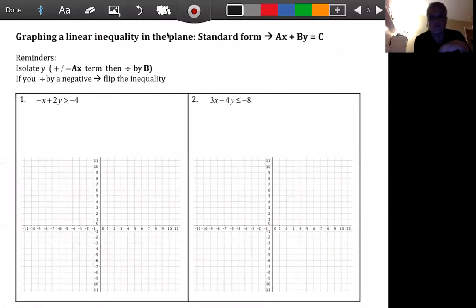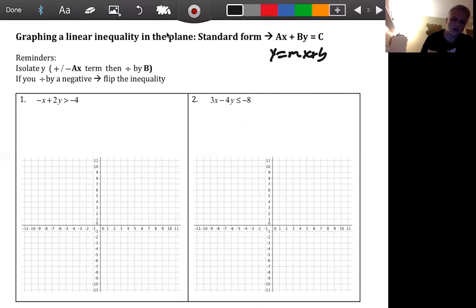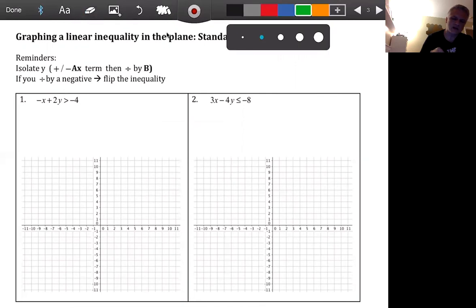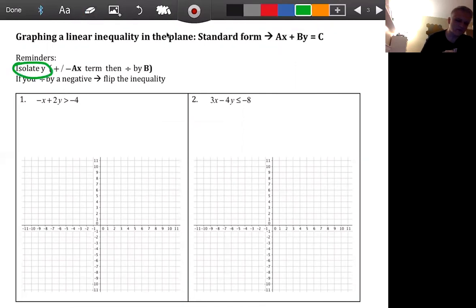Okay, last thing for this set of notes. We're still going to do the same steps in graphing. It's just that at this time, we don't have y equals mx plus b. We've got the x and the y on one side and the constant on the other side. So we have to get the y all isolated by itself. In order to isolate the y, we're first either going to add or subtract the x term, and then we'll divide by whatever is in front of the y, the coefficient.